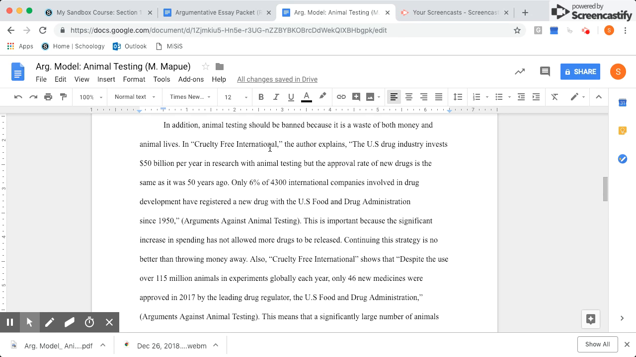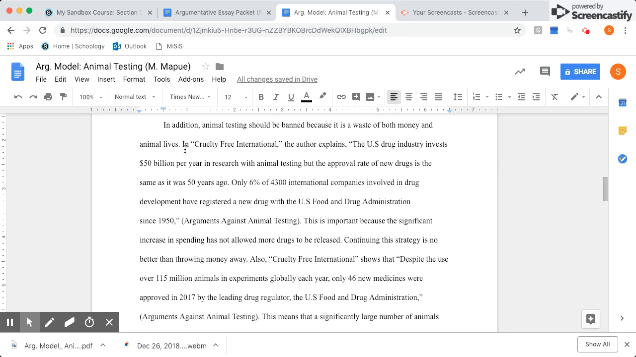In Cruelty Free International, the author explains the U.S. drug industry invests $50 billion per year in research with animal testing, but the approval rate of new drugs is the same as it was 50 years ago. Only 6% of 4,300 international companies involved in drug development have registered a new drug with the U.S. Food and Drug Administration since 1950. Now, we have 2 sentences. This is a longer one. Do not choose a piece of evidence longer than 2 sentences because it is really hard to paraphrase that.